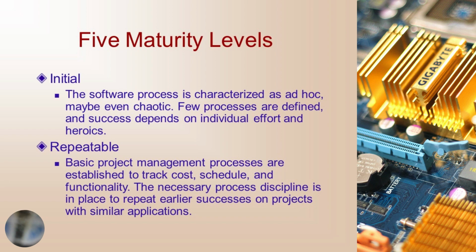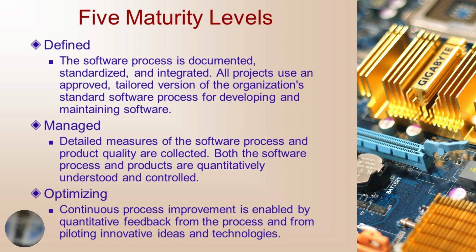Now we have five maturity levels. Initial: the software process is characterized as ad hoc, maybe even chaotic. Few processes are defined, and success depends on individual efforts and heroics. Repeatable: basic project management processes are established to track cost, schedule, and functionality. The necessary process discipline is in place to repeat earlier successes on projects with similar applications.